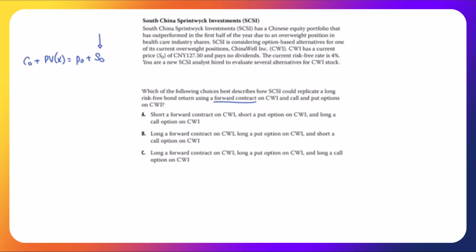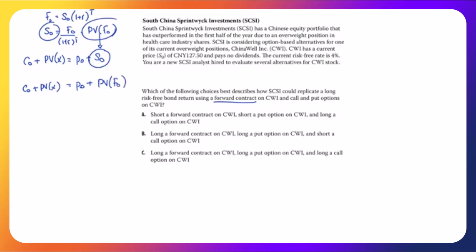Easy enough. Remember our very basic pricing of a forward contract. We said your forward price is your spot times (1 plus R) to the T. Now, if we rearrange this formula, we can easily say that S0 is the forward price divided by (1 plus R) to the T, or just to write it quickly, the present value of the forward price. So let's substitute. Let's rewrite this as C0 plus PVX equals P0 plus not S0, but the equivalent of S0, which is the present value of the forward price.